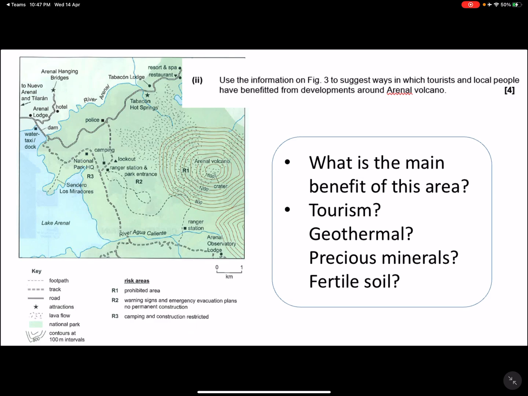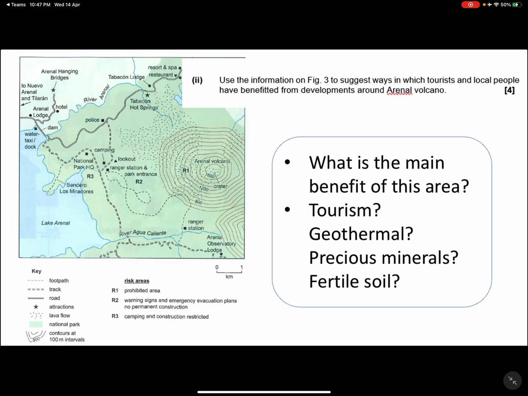So what is the main benefit of this area? Is it tourism, right? Can you see evidence of tourism? Is it geothermal energy? Do you see evidence of that happening? Or is it precious metals, minerals, sorry, right? Or is it fertile soil? So by looking at the key and the legend itself, you should be able to identify what are the key benefits of this. Okay, how does it benefit the tourists?